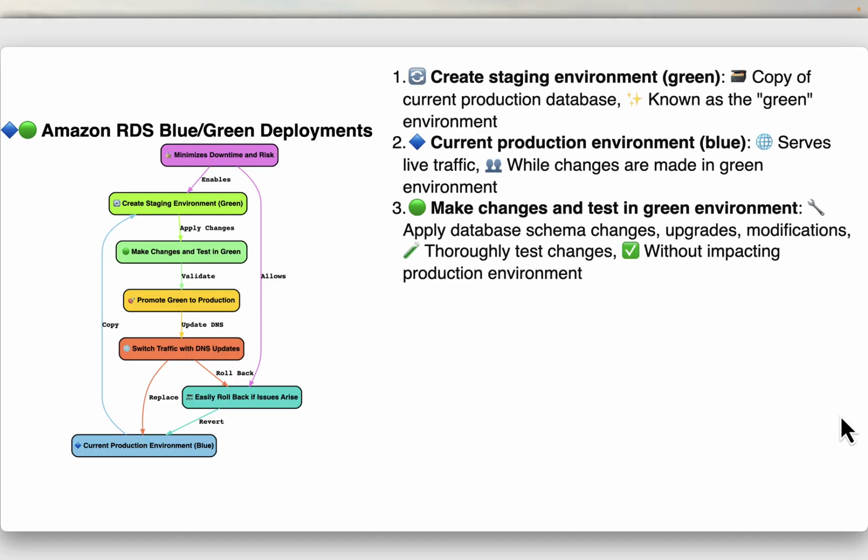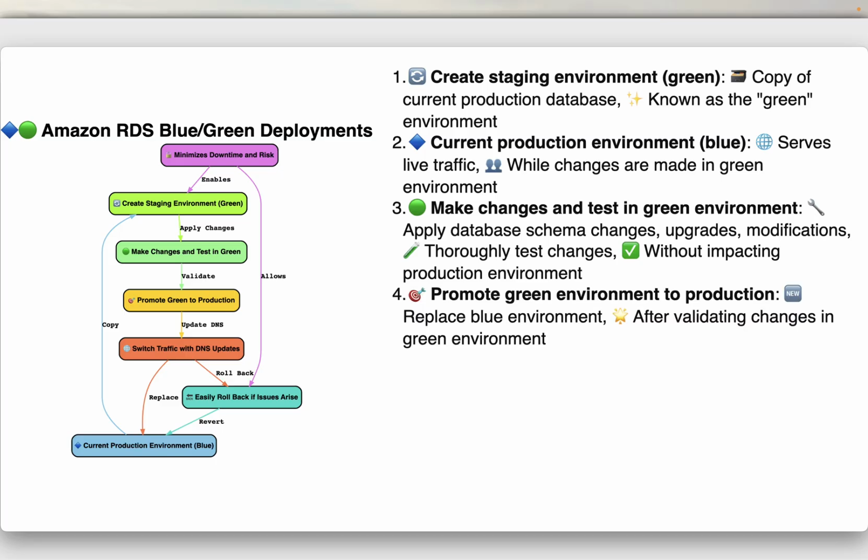Make changes and test in green environment. In the green environment, you can apply database schema changes, upgrade database versions, or perform other modification. Thoroughly test your changes without impacting the production. Then fourth, promote green environment to production. So once you have validated in the green, you can promote it to become new production environment.